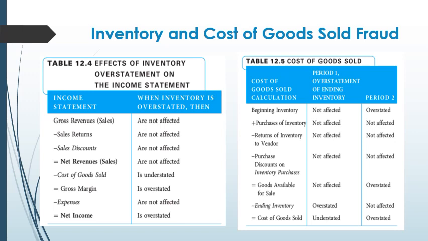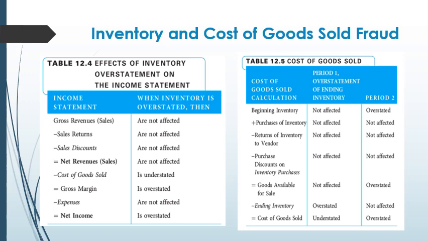So as you can see here, we have a basic income statement and calculation of cost of goods sold that came from the textbook. I'm just going to go over this really quick just to show what effects can happen when you overstate inventory. So if you look at the cost of goods sold calculation on the right, you can see that ending inventory is overstated, causing cost of goods sold to be understated. Then looking at the income statement, you can see that if cost of goods sold is understated, then gross margin and net income are overstated.